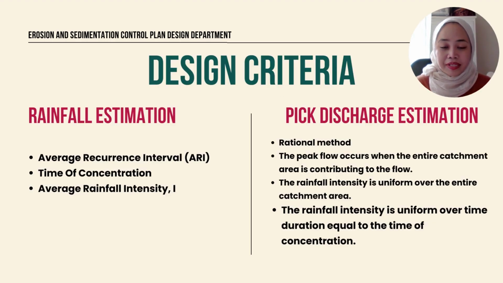Next is design criteria. First, rainfall estimation, where we have the average recurrence interval, or ARI. Next is time of concentration, and lastly is average rainfall intensity. For the peak discharge estimation, we use the rational method. The peak flow occurs when the entire catchment area is contributing to the flow. The rainfall intensity is uniform over the entire catchment area, and lastly, the rainfall intensity is uniform over a time duration equal to the time of concentration.